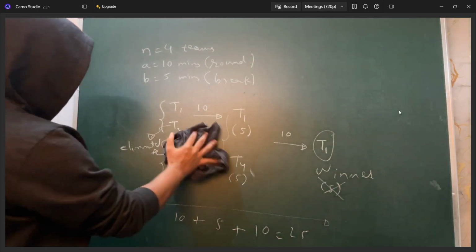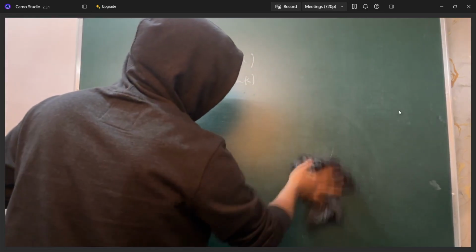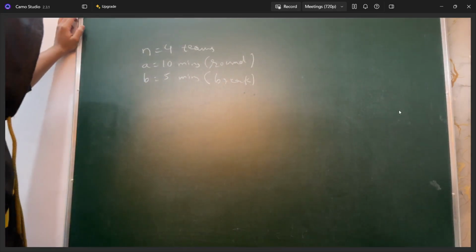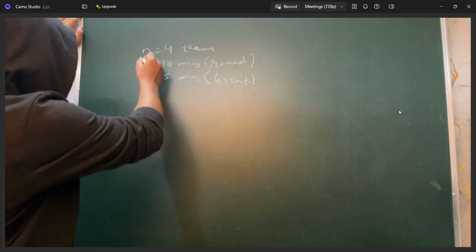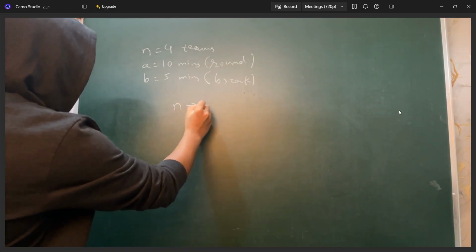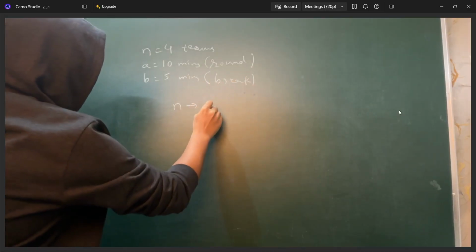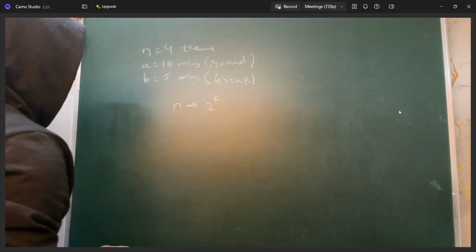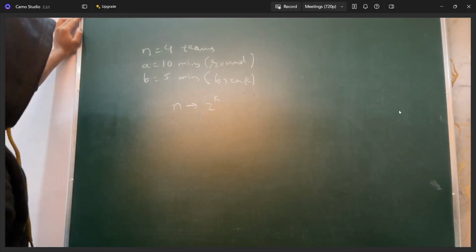This is a visualization, but how do we find it in mathematics so that we can code it up easily? In order to do that, one of the things they have given in the question is that n is a power of 2. They have said n is a power of 2, which means you can think of it as 2 power k. It will be in the form of a power of 2.